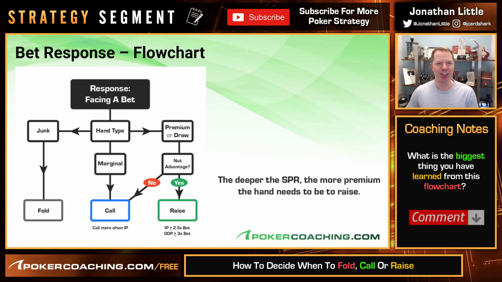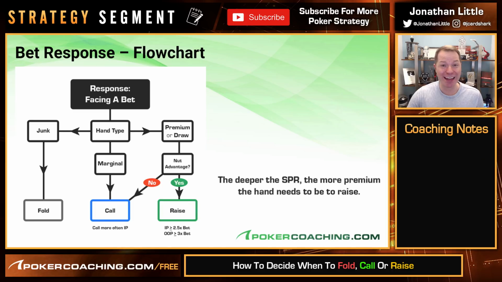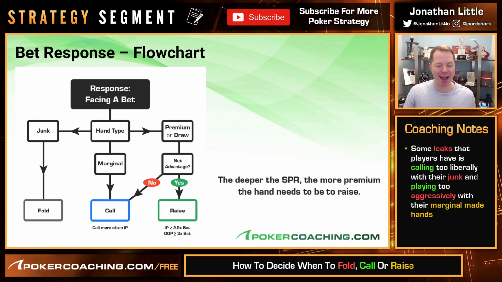What a lot of people do incorrectly is they don't fold all their junk. They splash around way too much. Also, a lot of players raise some of their marginal made hands every time. Remember how I said hands like top pair bad kicker opt to check call the majority of the time, or call a bet the majority of the time?